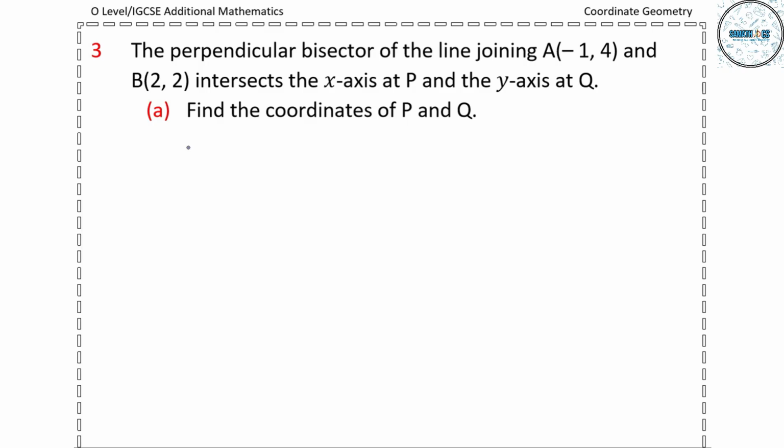For the equation of perpendicular bisector, we have to find out the gradient of AB, which is 2 minus 4 upon 2 plus 1, which is equal to minus 2 upon 3. Gradient of line perpendicular to AB is negative reciprocal of minus 2 upon 3, which is 3 upon 2. This is negative, so it is to be positive. This is 2 upon 3, so it is to be 3 upon 2. Now we have to take out midpoint.